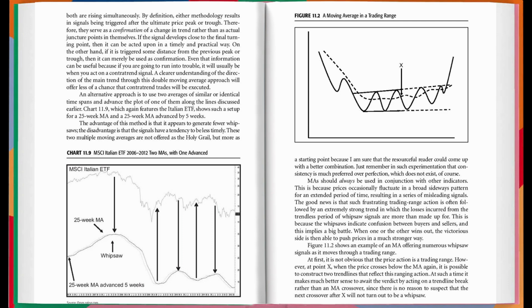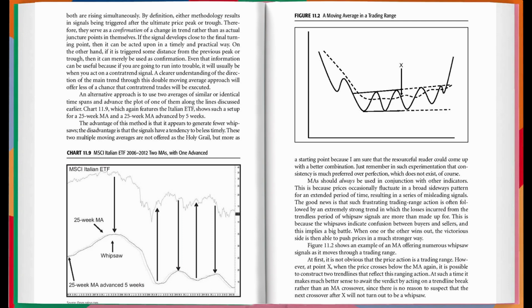The good news is that such frustrating trading range action is often followed by an extremely strong trend in which the losses incurred from the trendless period of whipsaw signals are more than made up for. This is because the whipsaws indicate confusion between buyers and sellers, and this implies a big battle. When one or the other wins out, the victorious side is then able to push prices in a much stronger way. Figure 11.2 shows an example of an MA offering numerous whipsaw signals as it moves through a trading range.